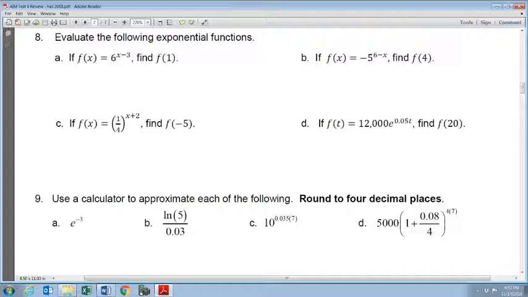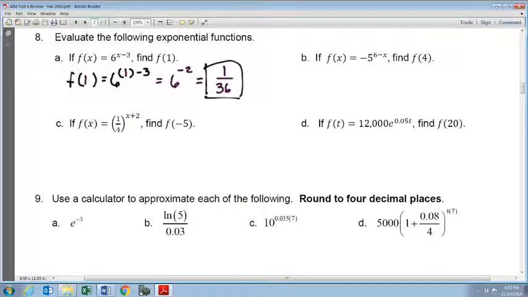All right, so on letter A, here we're going to evaluate these functions for given values. What I always tell students is make a shell or a skeleton of the function. So wherever there was an x, now there's parentheses. And now we're just going to plug in 1. And so on the right side, we have to simplify that now. 6 to the 1 minus 3 power, that's 6 to the negative 2, which is 1 over 6 squared, or 1 over 36.